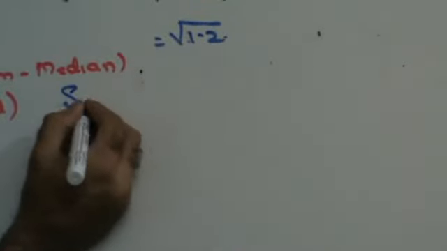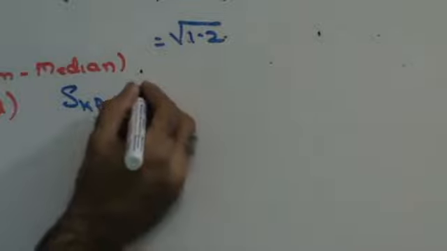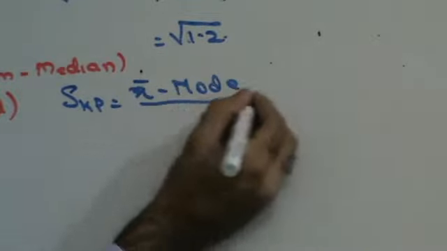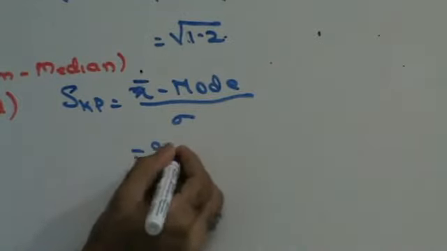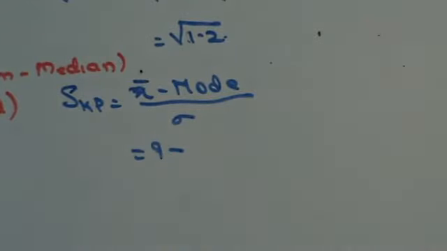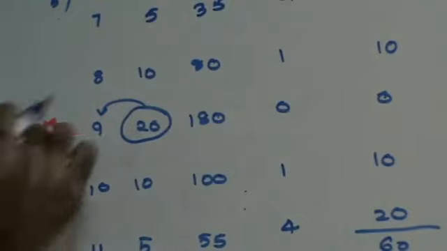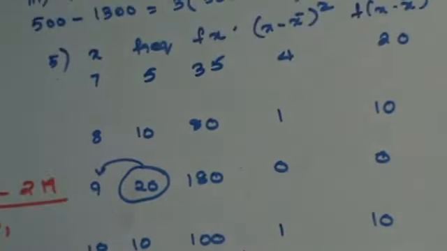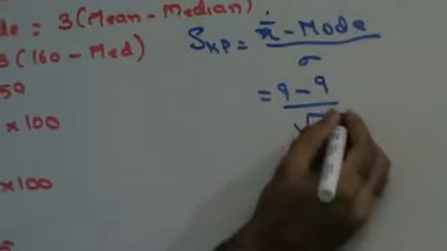Once you have this, then you can find out coefficient of skewness. Karl Pearson's coefficient of skewness is mean minus mode upon standard deviation. Mean is 9. Mode, right? Let's look at the frequency column. The number having largest frequency is called as mode. The largest frequency is 20. So the number having largest frequency is mode. So 9 minus 9 upon square root of 1.2. So 0. Karl Pearson's coefficient of skewness is 0.